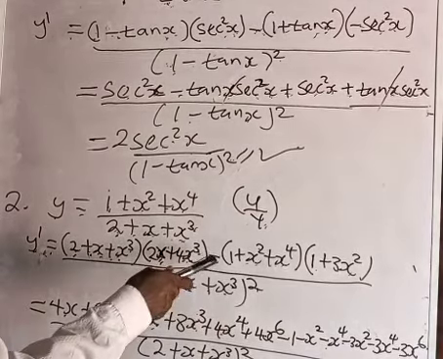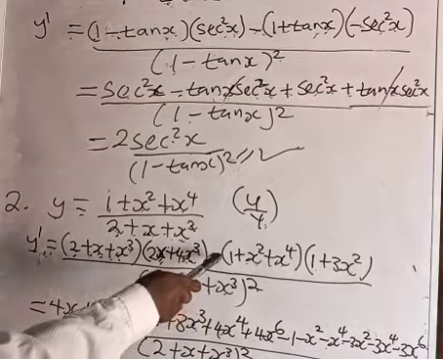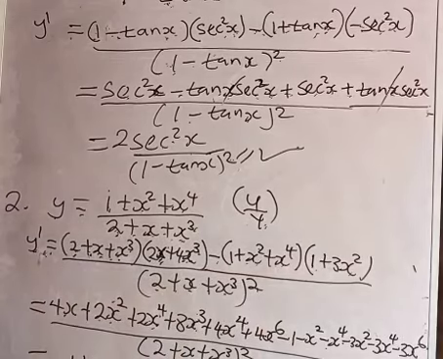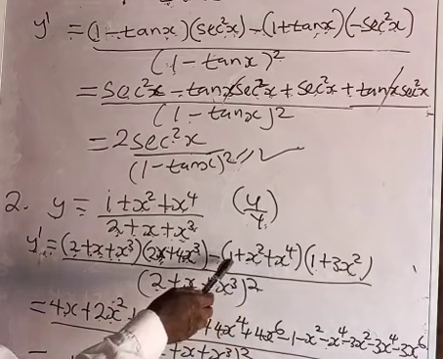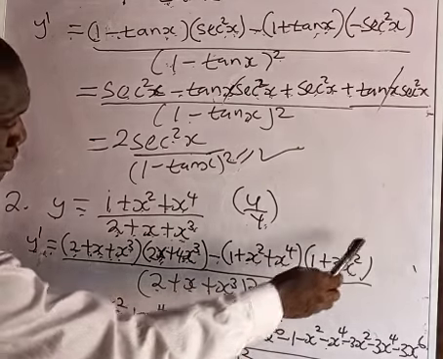So again, look at it. Minus 1 times 1, we have minus 1. We have minus 1 times 3x squared.